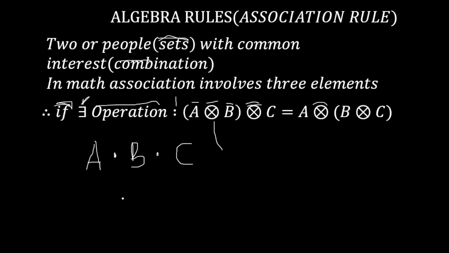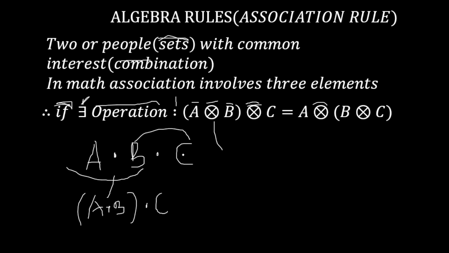So we have two ways to go. The first one is either we put bracket around this, or we put bracket around this. If we put bracket around this, what are we going to have? We're going to have A combined with what? Combined with B. So we have our bracket here. Then it will now be combined with C.